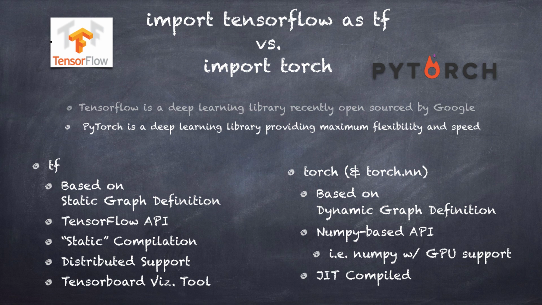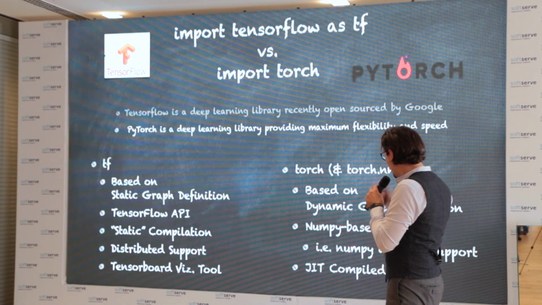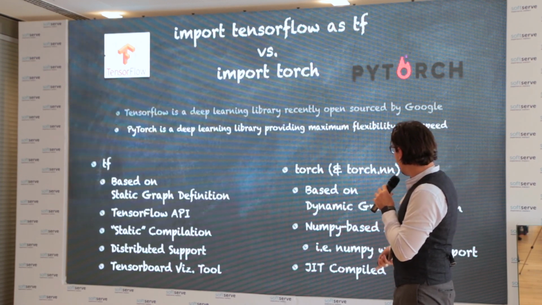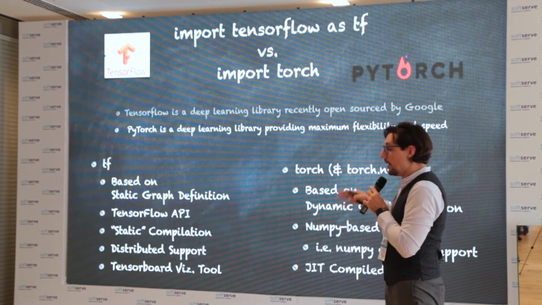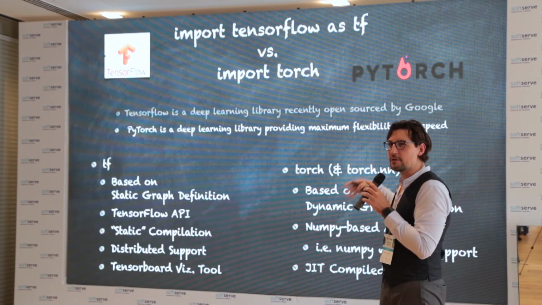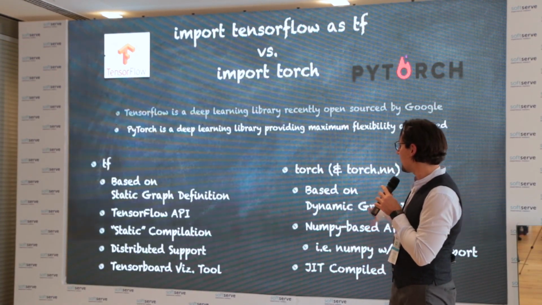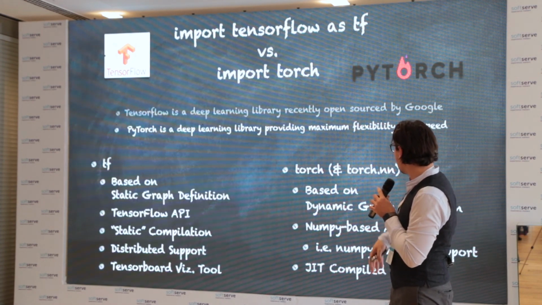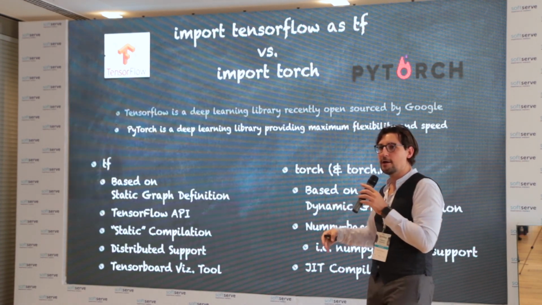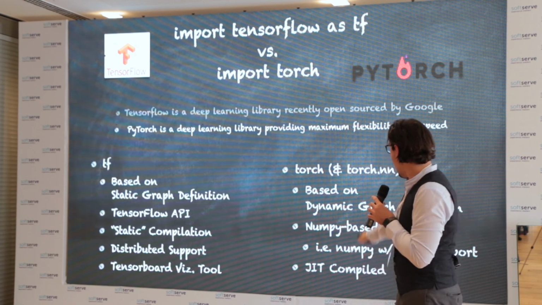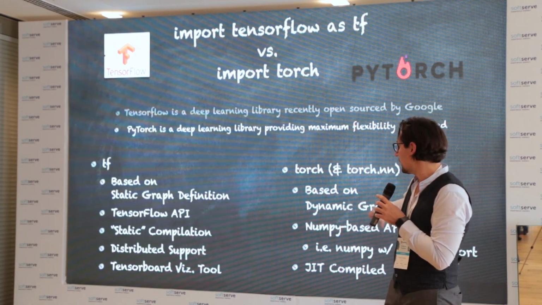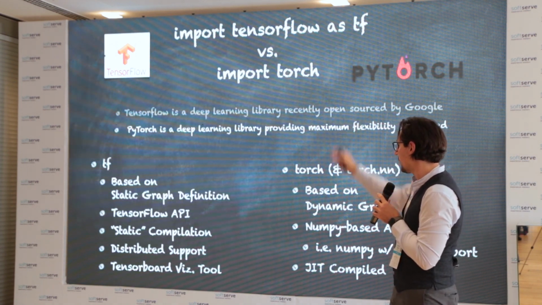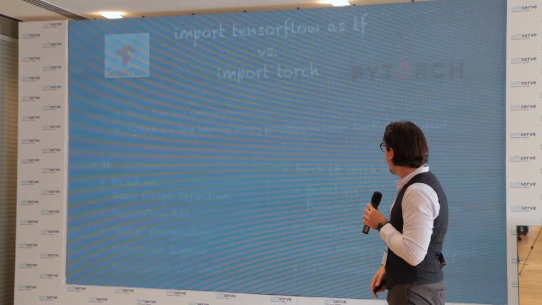On the other side, Torch is based on dynamic graph definition. It has a NumPy-based API, so the API is more intuitive with respect to TensorFlow. And in fact, sometimes it's called NumPy with GPU support. And it's JIT compiled. That's one great feature that makes the difference with TensorFlow, which has static computation.